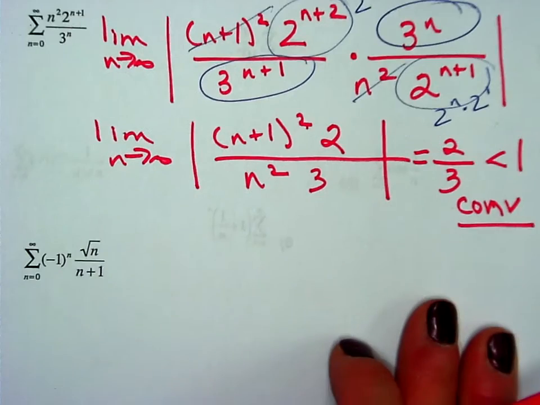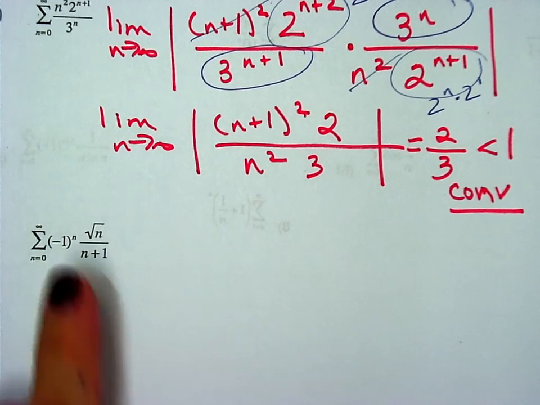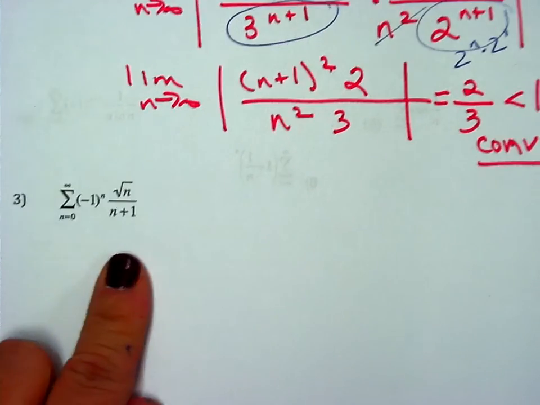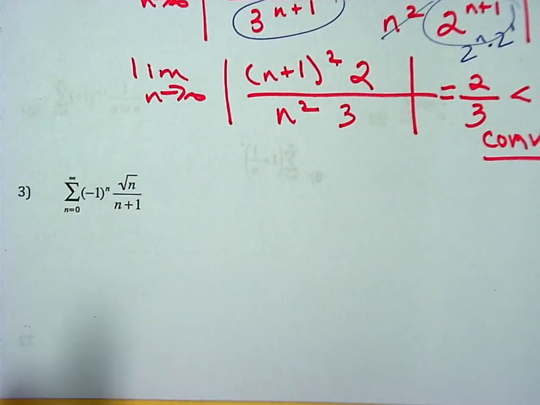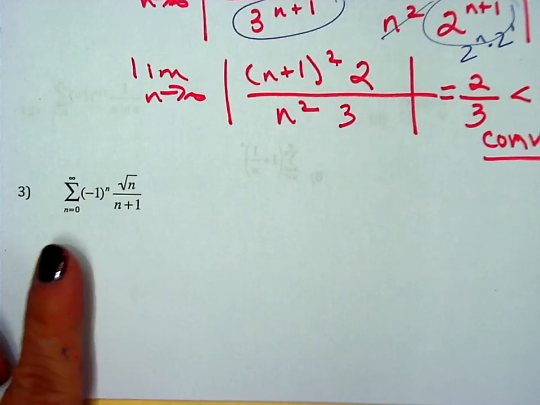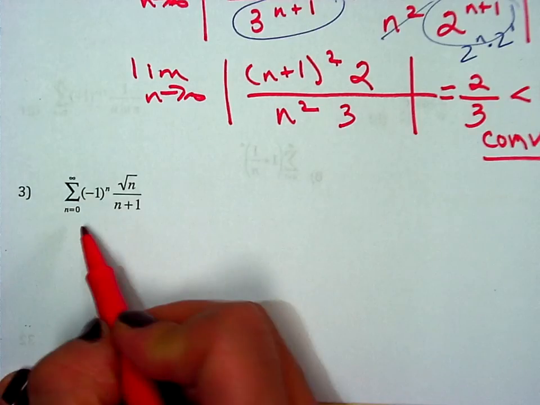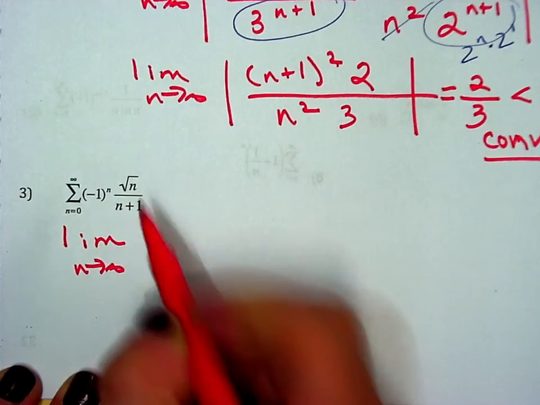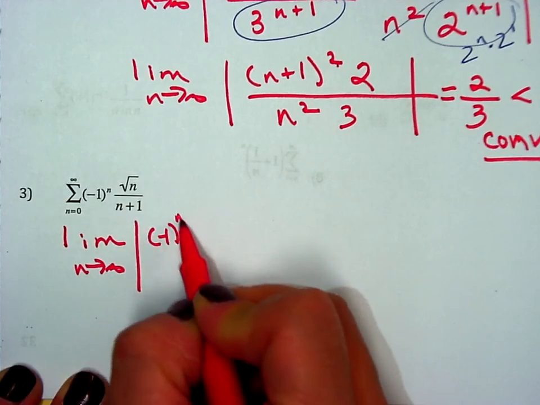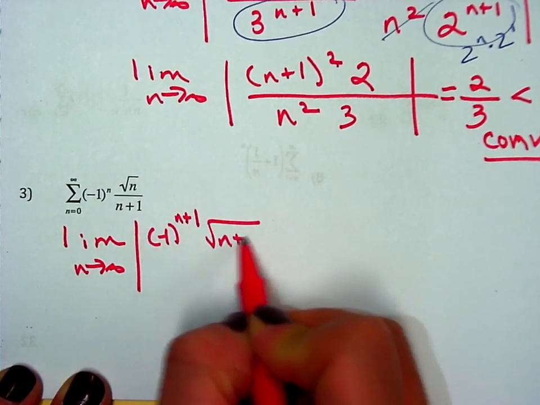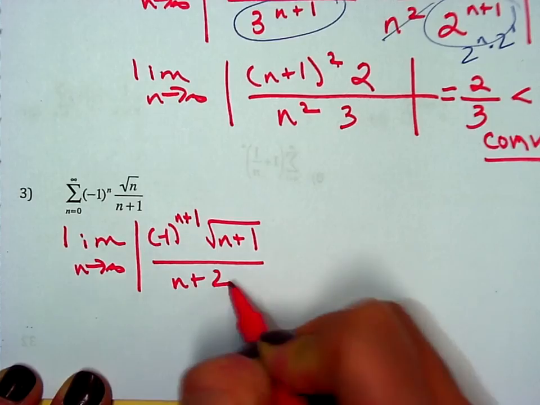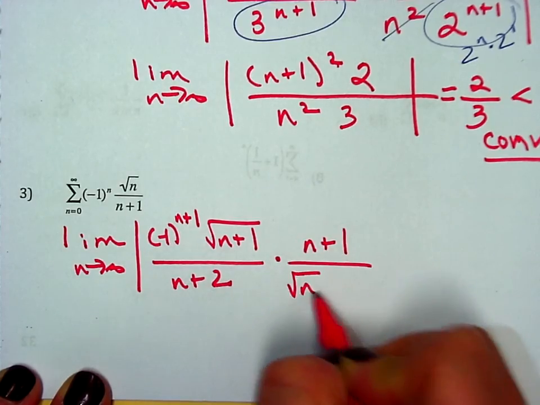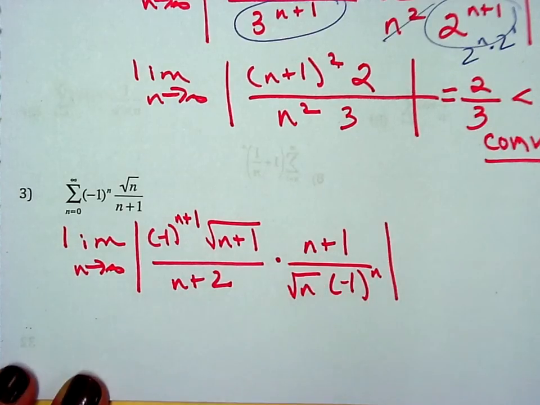Okay, last one. So this one, I can use the ratio test if you want. So the ratio test can be used for alternating series because you end up taking the absolute value of it. So let's try the ratio test and see what happens. Negative 1 to the n plus 1, square root of n plus 1 over n plus 2, multiply by the reciprocal. Okay, let's talk about this limit.